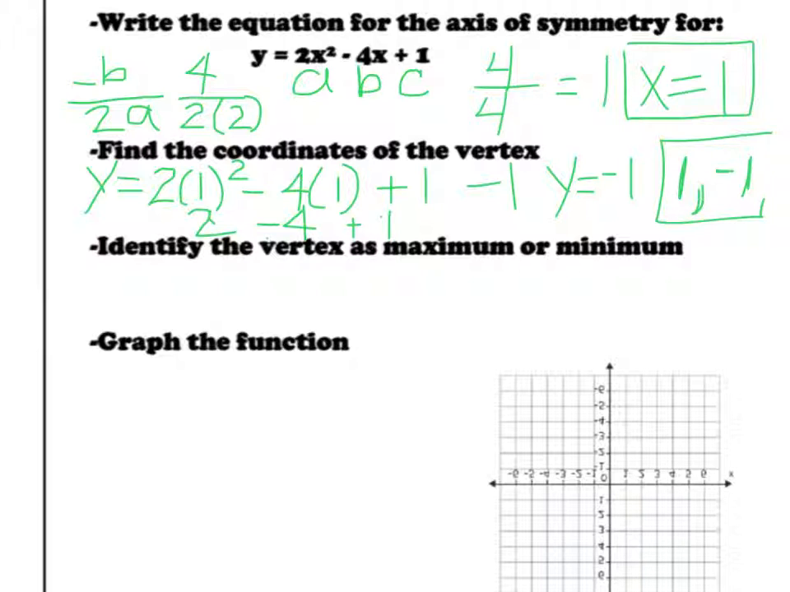The next question asks us to identify the vertex as a maximum or a minimum. So going back to our original equation of 2x squared minus 4x plus 1, I'm looking at this term right here, the very first a, and I need to ask myself if that is positive or negative. It is a positive 2x squared, so therefore it's going to be happy. And happy parabolas look like this. Happy parabolas have a low point, though, which makes that a minimum.